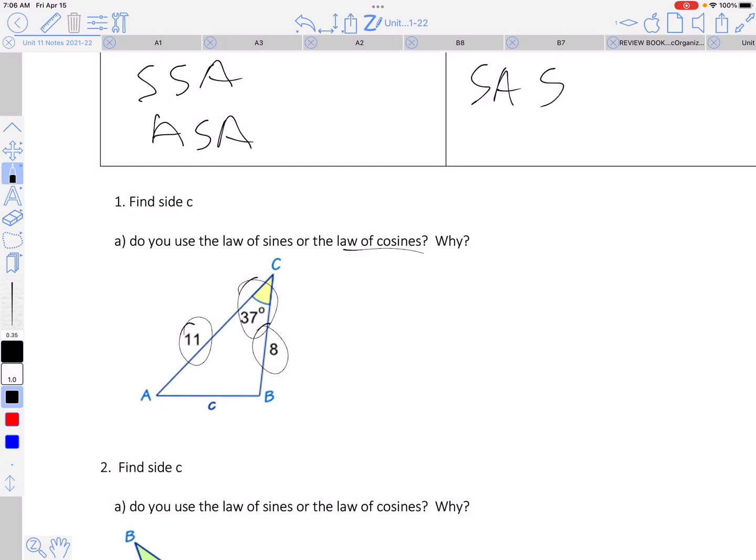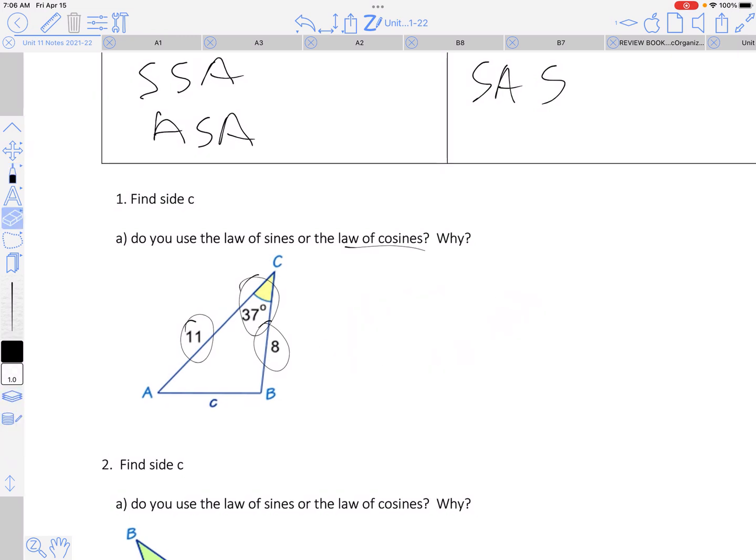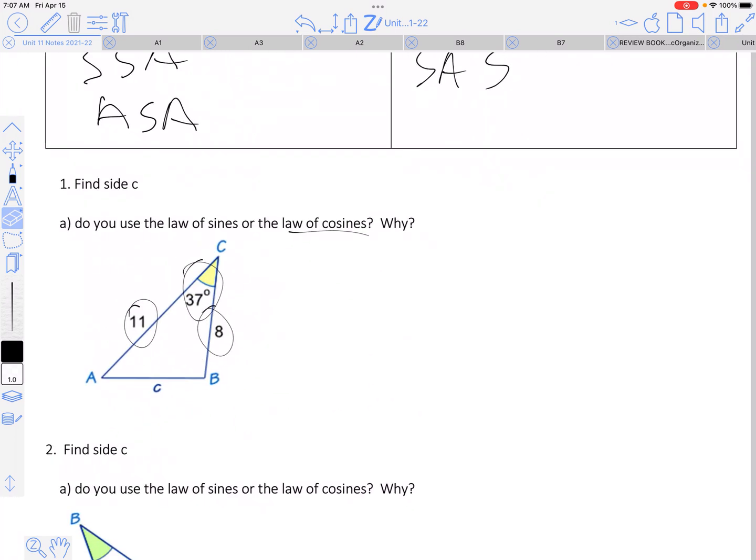Well, if I'm trying to find c, I could try setting up law of sines. But you're going to notice that no matter which one I try, the angle will always be missing and I'll always have two unknowns. So you don't necessarily have to memorize those, but how hard was it for me to quickly set up the law of sines, realize that didn't work, and then say, all right, law of cosines, here you come. So I want c squared, which is 11 squared plus 8 squared minus 2ac cosine 37 degrees.